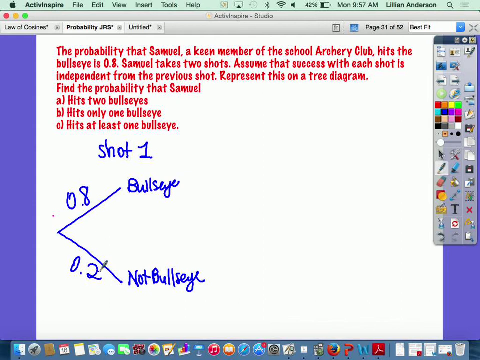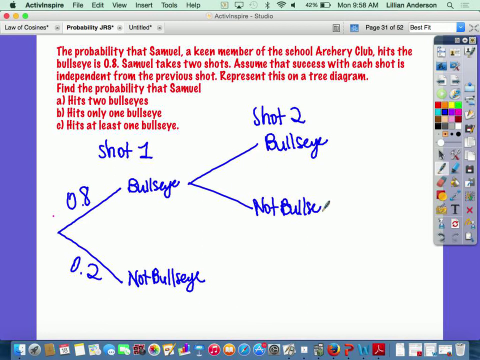So he steps up, shoots, whatever happens, he picks up another arrow and he shoots again. What are his possible outcomes there on the second shot? It's the same, hit or miss. If he takes the first shot and hits the bullseye, he's still going to shoot again. So he still has 2 different outcomes: he can hit the bullseye again, or he can miss. Say he misses the first time. He's still going to step up and shoot again, so he still has the same 2 outcomes.